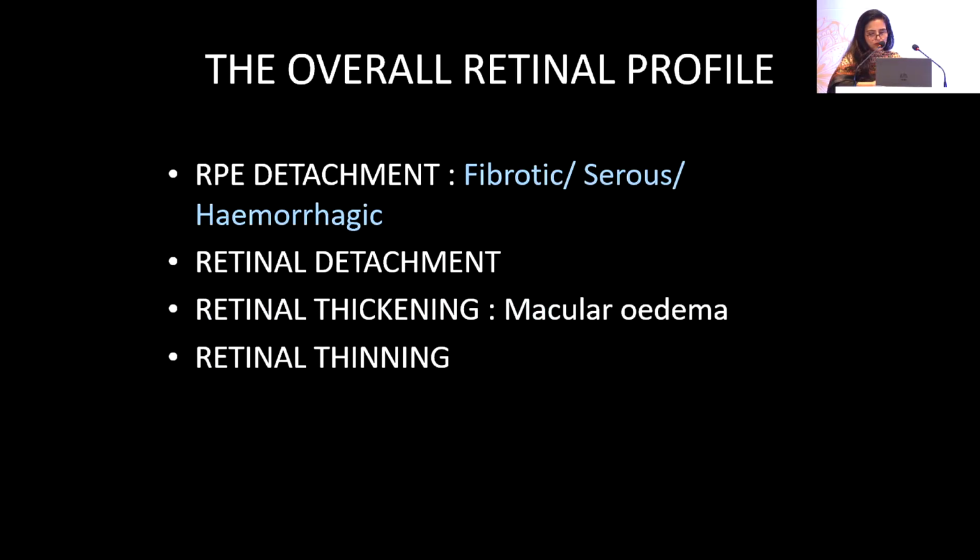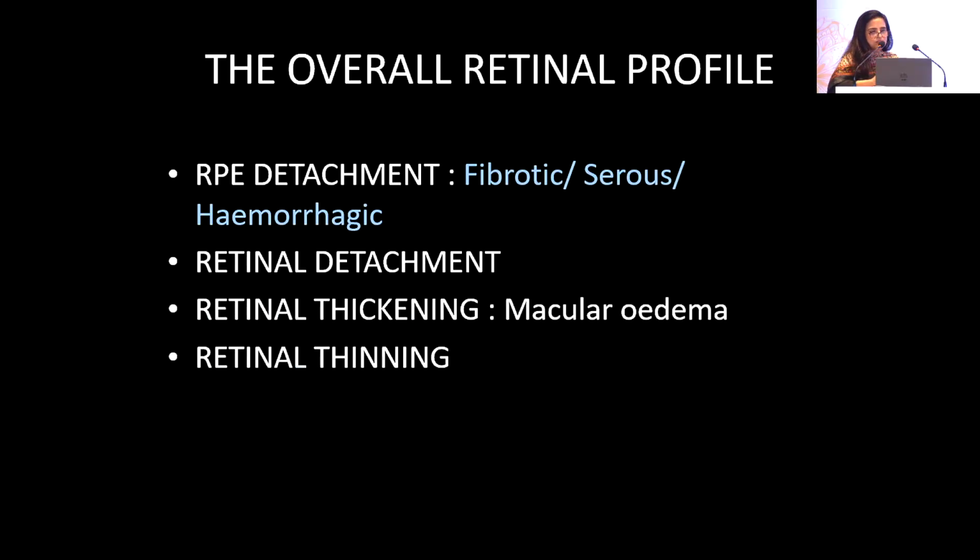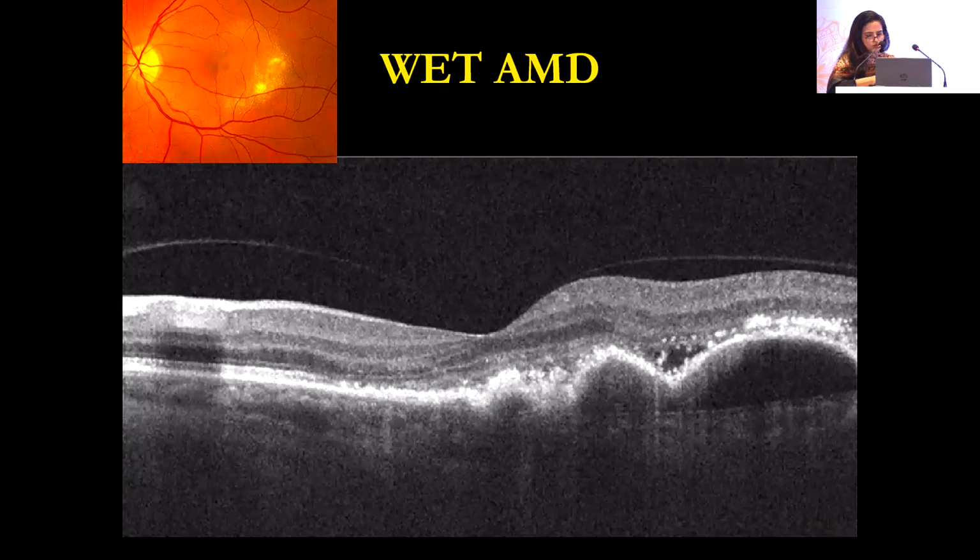After that, whenever you're seeing an OCT, you quickly see the overall scan profile. How is the retina? Is the retina detached? Is the pigment epithelium detached? Is the retina thick or is it thin? This is all what you see first. So I'll just quickly show you a few conditions.